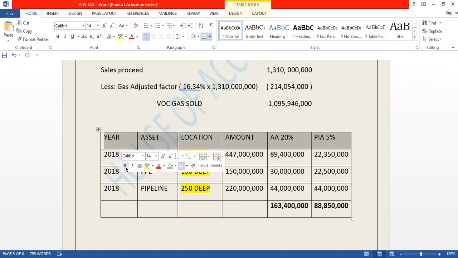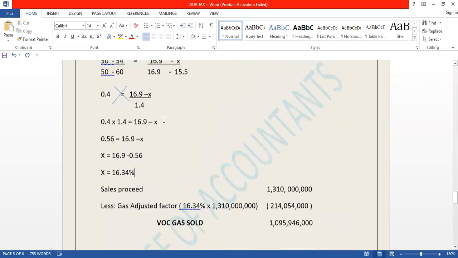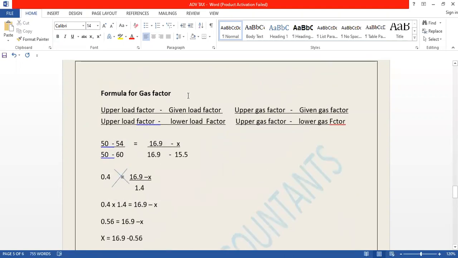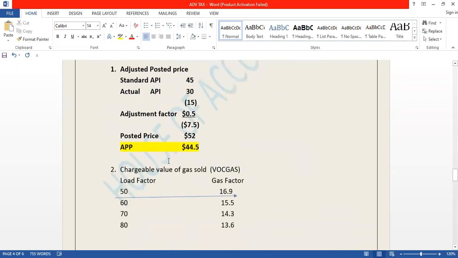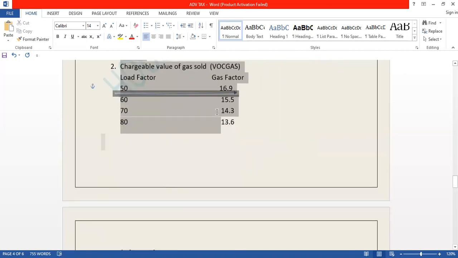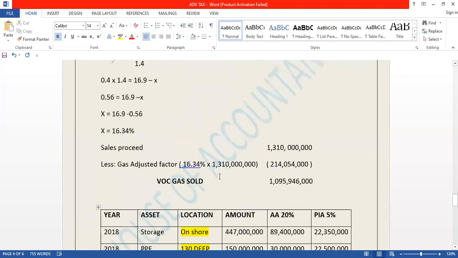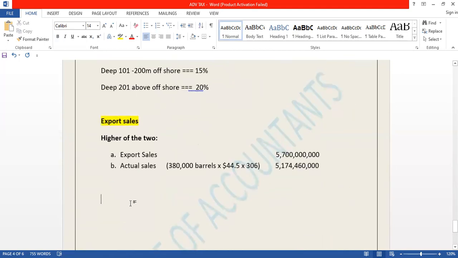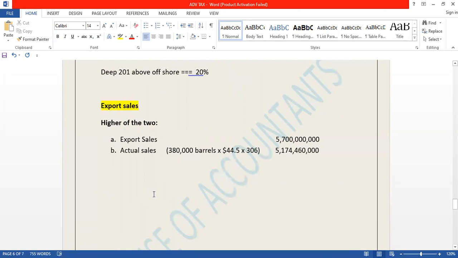You must know how to calculate these allowances, which you are going to make use of, and you must know how to calculate the gas value, which you have done. Then you must also know how to calculate your gas factors and load factors, which you have done. You must know how to calculate your APP, which is adjusted posted price. I think that is all you need to know under this area. So if there's no question, let's go straight to our normal computation now.